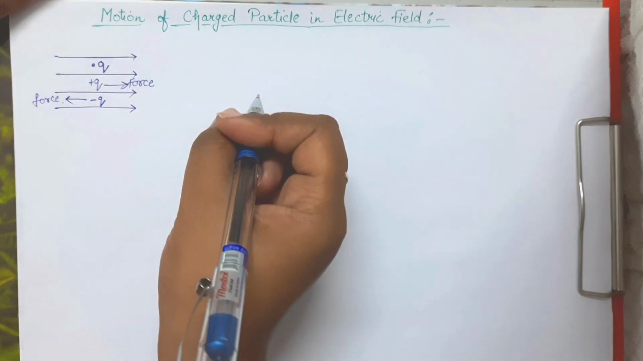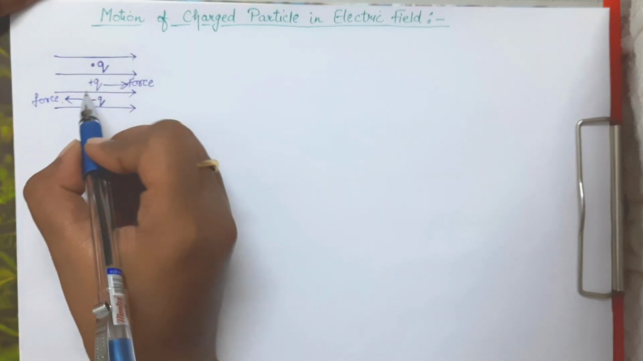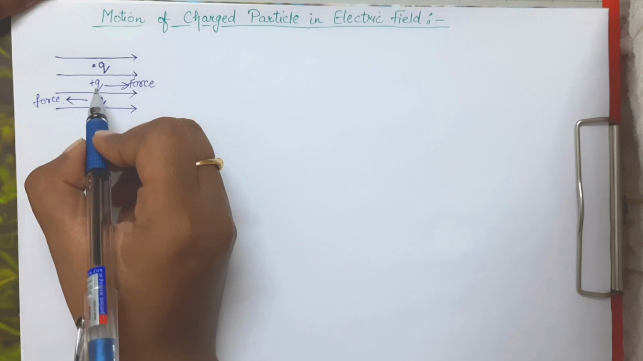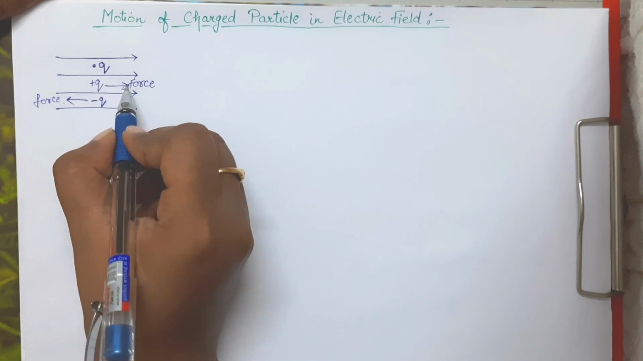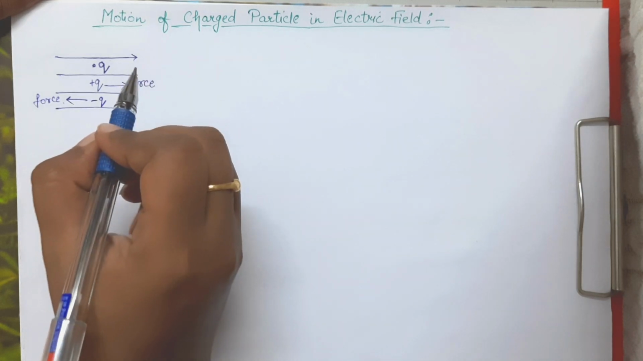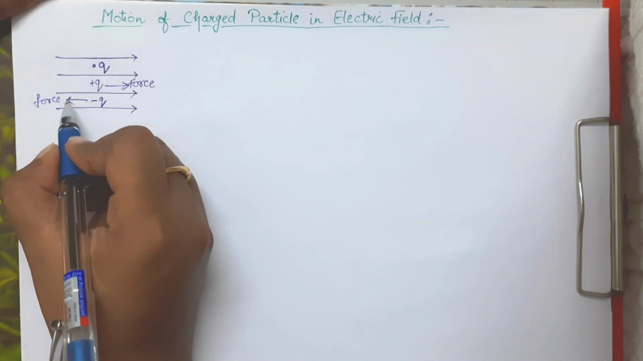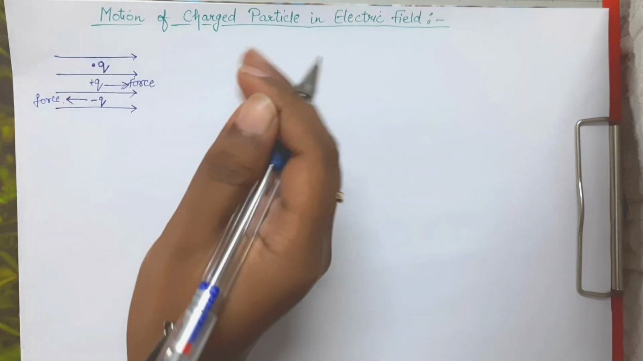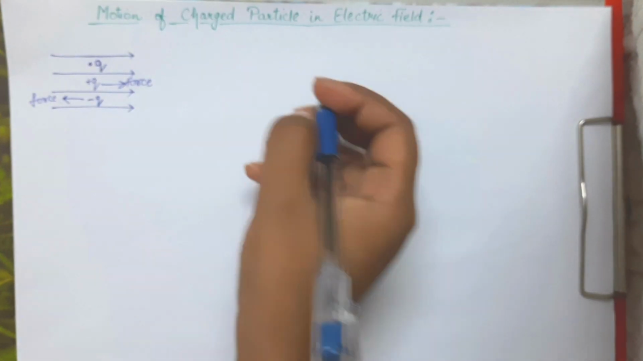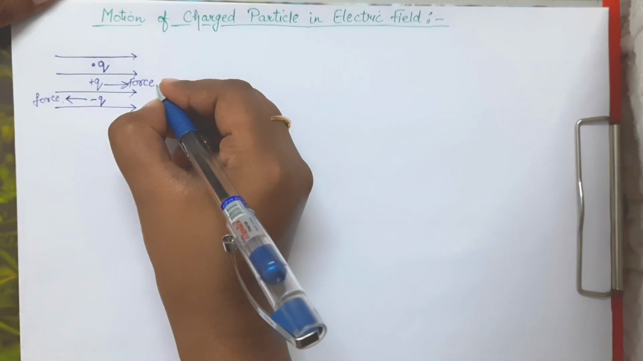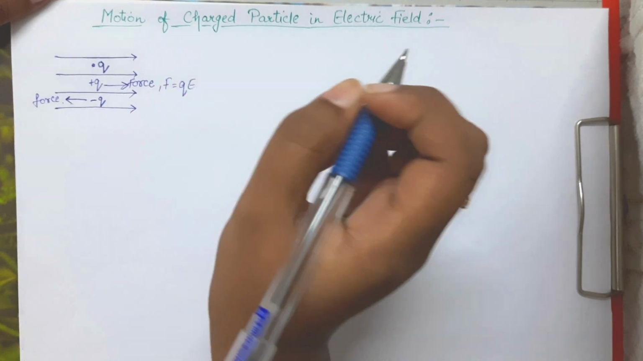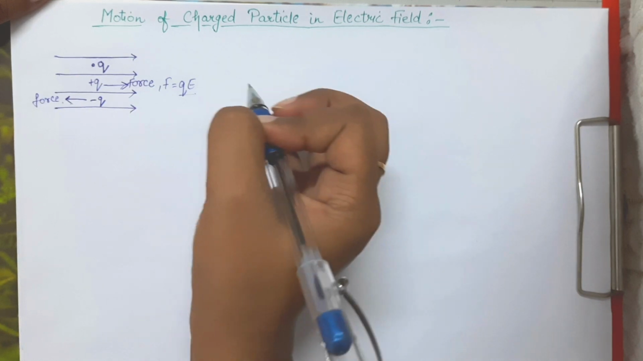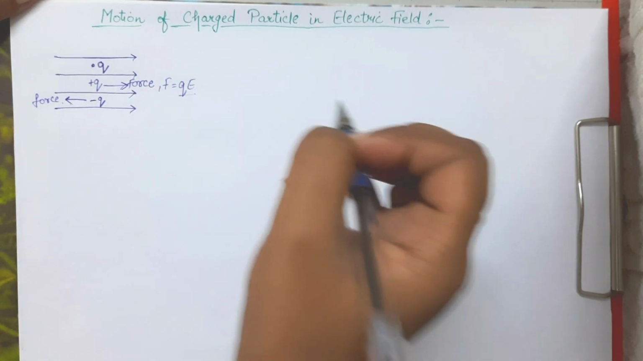So basically, in a gravity free space, a positive charge will feel a force in the direction of the field and a negative charge will feel a force opposite to the direction of the field. That we all know, right? Now the magnitude of this force F will be equal to qE. Now we know the magnitude and we know the directions also.